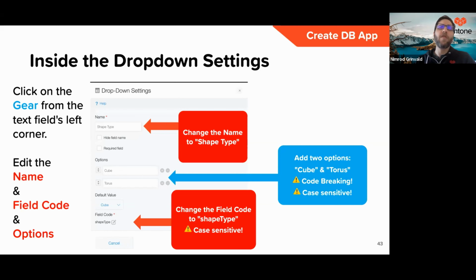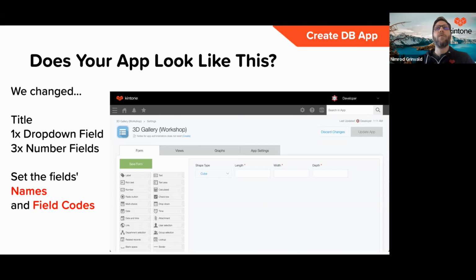And then your app will look like the following. You'll have 4 fields. The first one will be shape type. It'll be a drop down with 2 values, cube and torus, both capitalized. Then you'll have 3 number fields, all of which are required, with the following names: length, width, and depth, and the following field codes: length, width, and depth, all lowercase. They will all be required fields, and their parameter the value limits will be between 0 and 100.